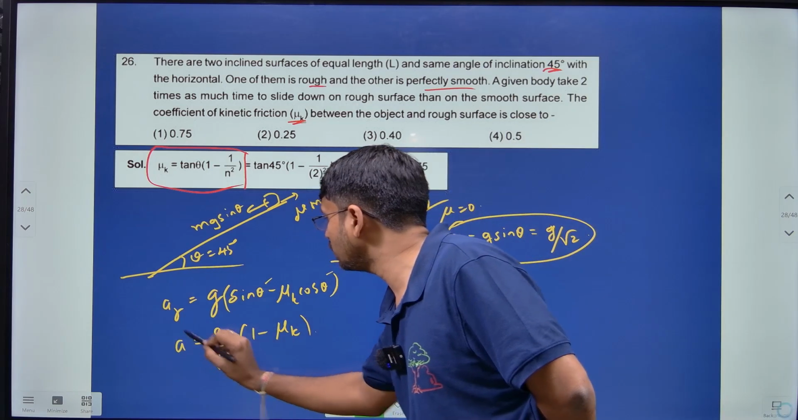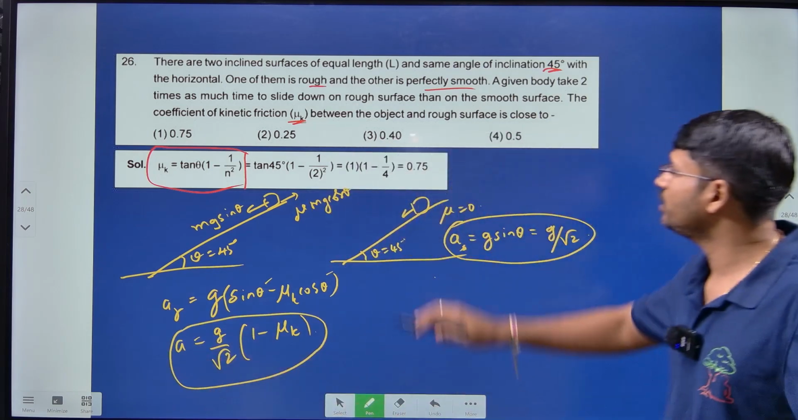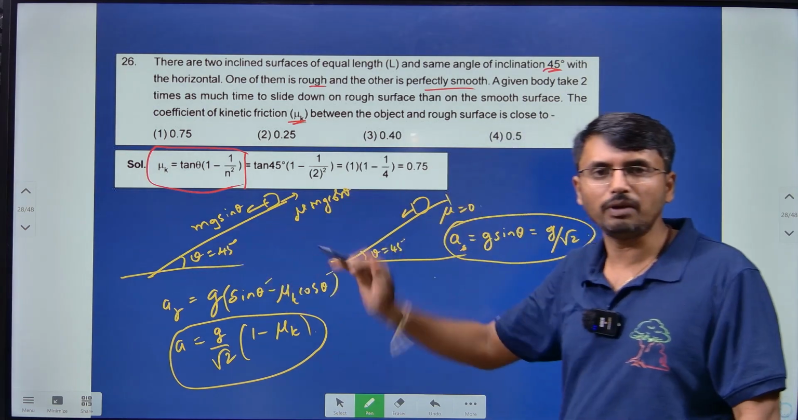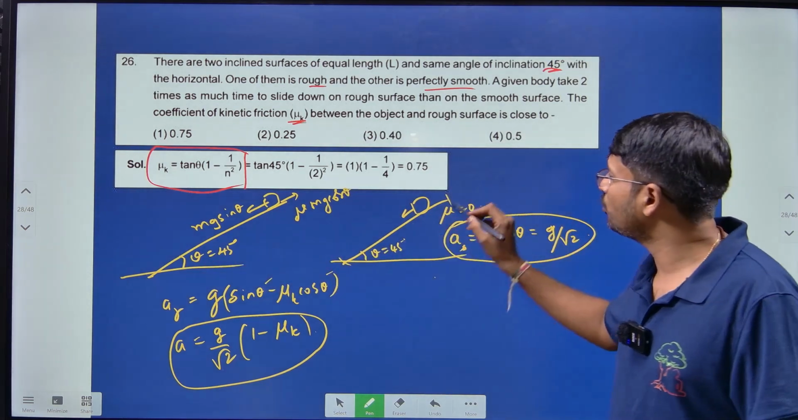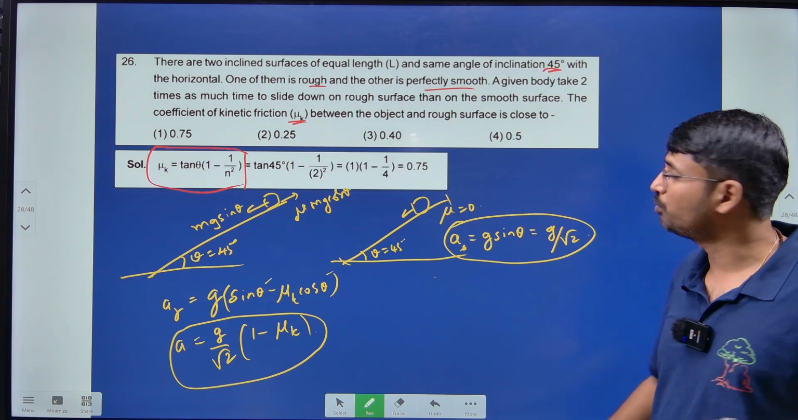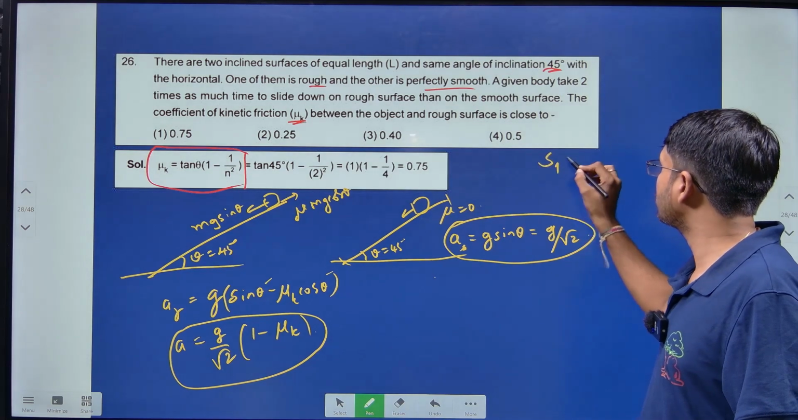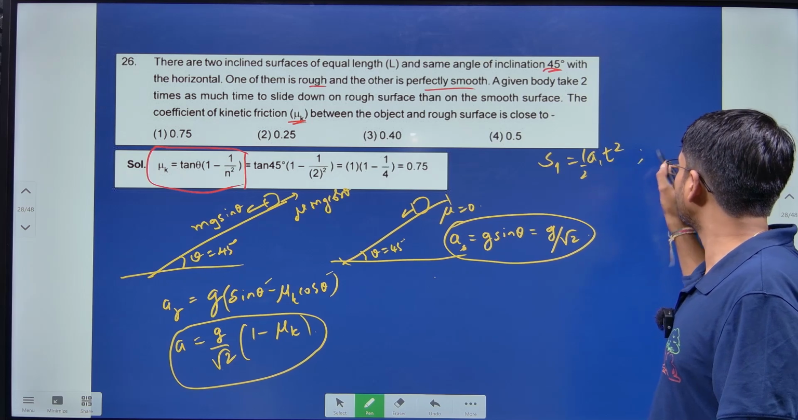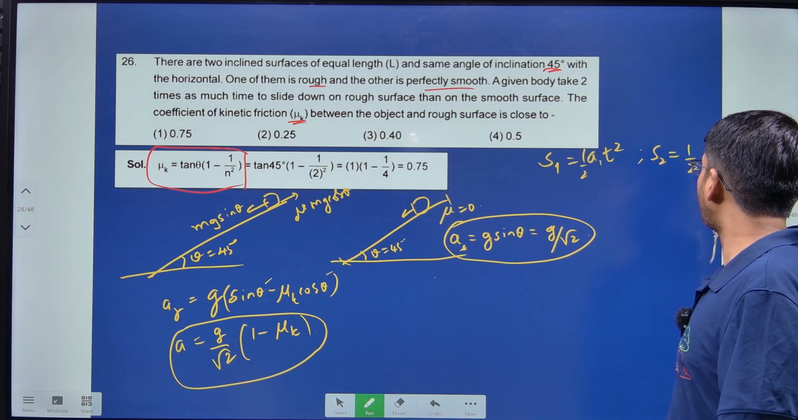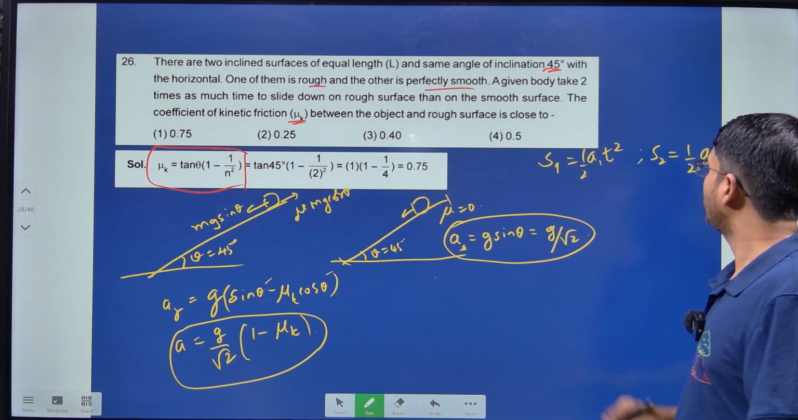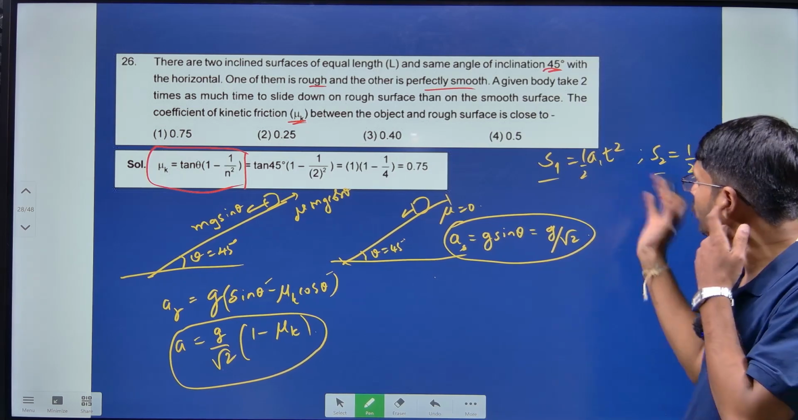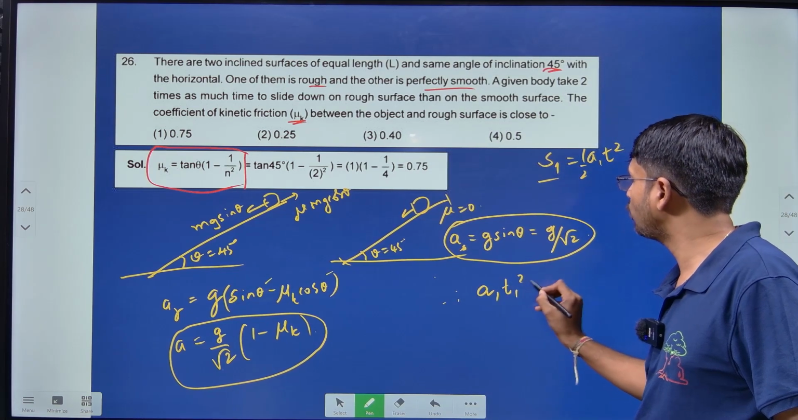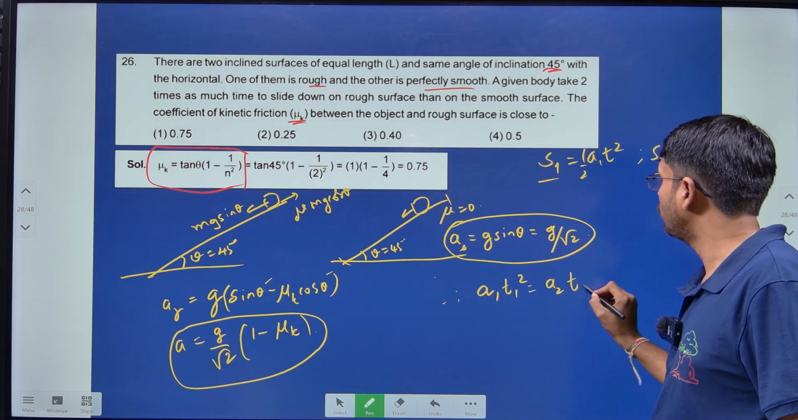Now what they have given here is that the length of the inclined plane is the same in both cases, and both are released from rest. If both are released from rest, what can we write? S1 equals half A1 t square. Similarly, S2 equals half A2 t square. The lengths are the same, so when you equate this, what do you get? A1 T1 square equals A2 T2 square.